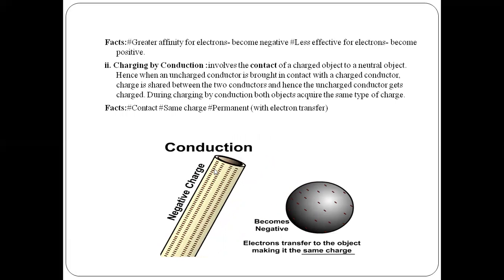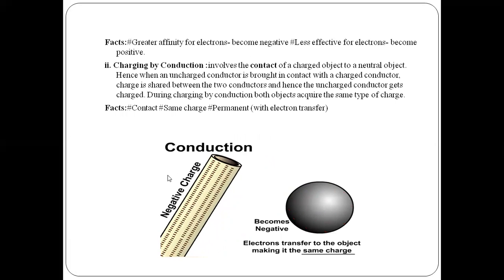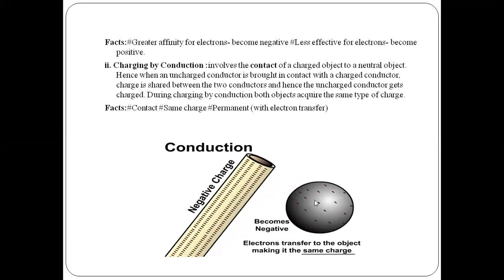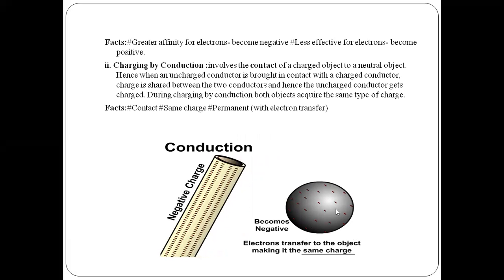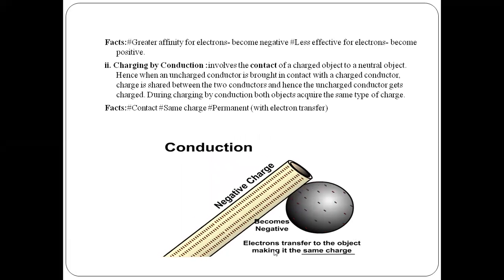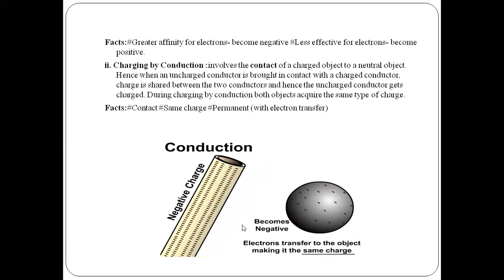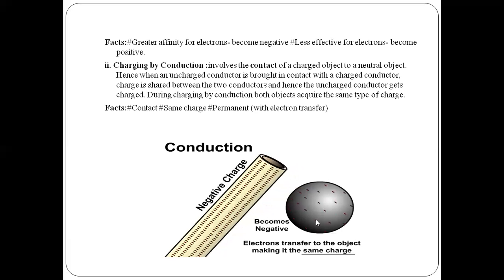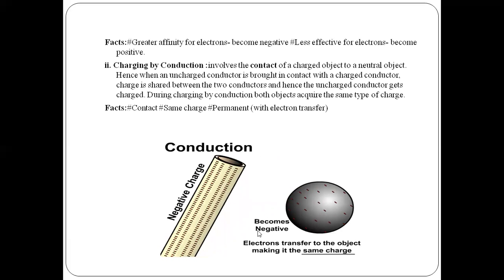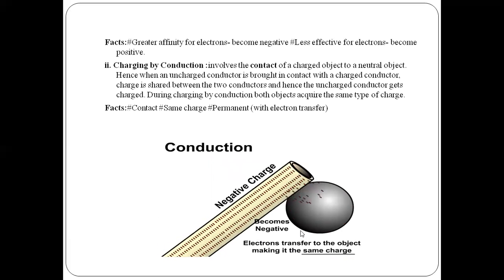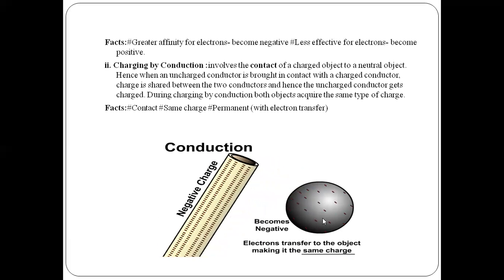Have a look at this image. See that negatively charged one. When the neutral one is brought near to this negatively charged one, the negative charge is shared with the neutral one. So now this becomes negative. Electrons transfer to the object, making it the same charge. Just glance once, children.